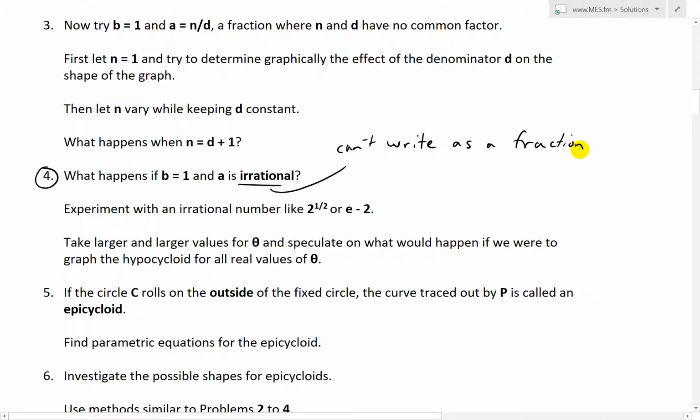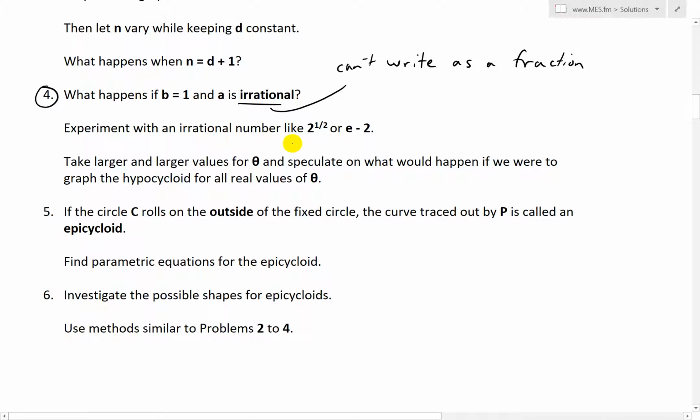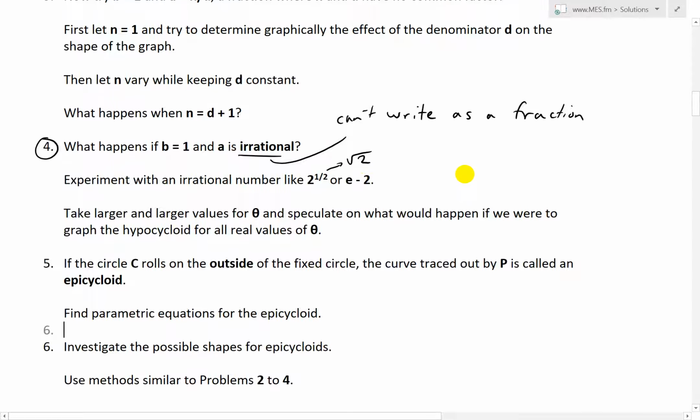The example we're told to use is to experiment with an irrational number like 2 to the power of 1/2, which is just the square root of 2, or e minus 2. That's an irrational number because e is irrational and you're just subtracting 2, so this overall number is irrational.